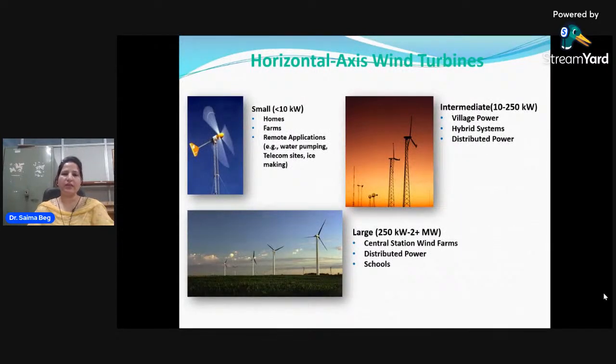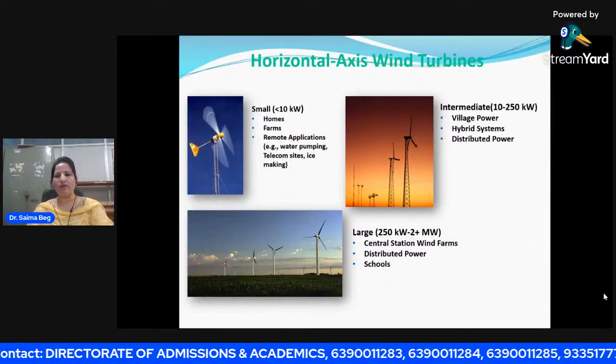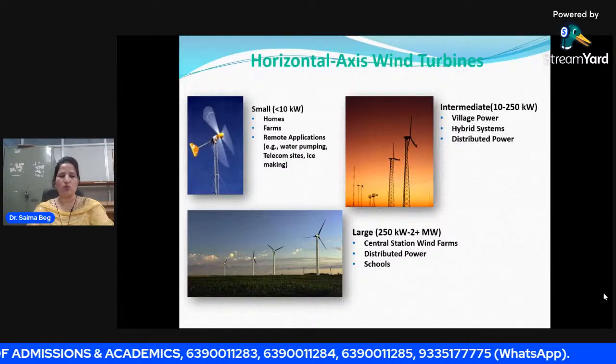Horizontal axis wind turbines, in the first picture, we see that these types of horizontal axis turbines have been used in farms, homes, and remote applications like water pumping, telecom sites, and ice making. Then the wind turbines having intermediate power, like 10 to 250 kilowatts, can be used in village power, hybrid systems, and distributed systems. And the wind turbines having 250 kilowatts to 2 megawatts can be used in central stations, wind farms, distributed power, and schools.